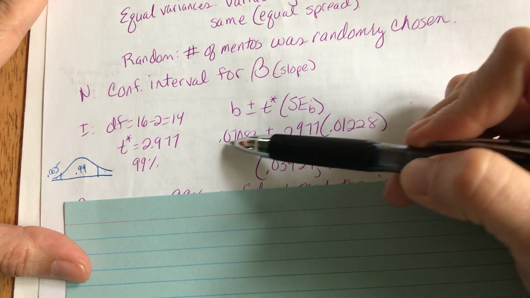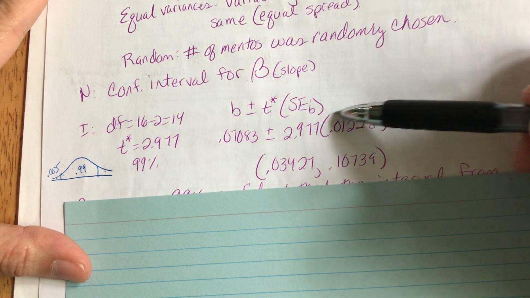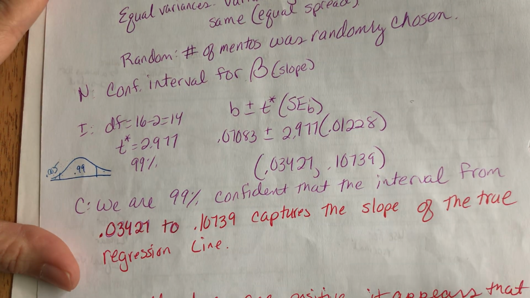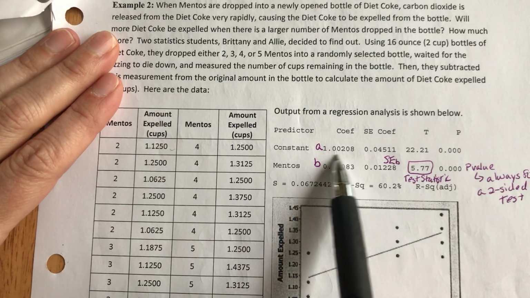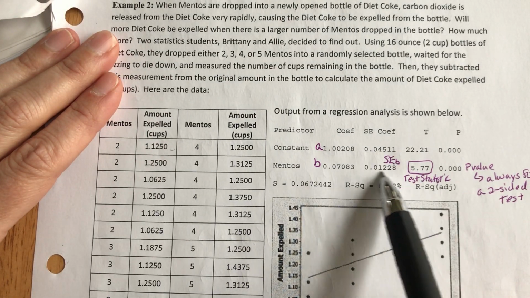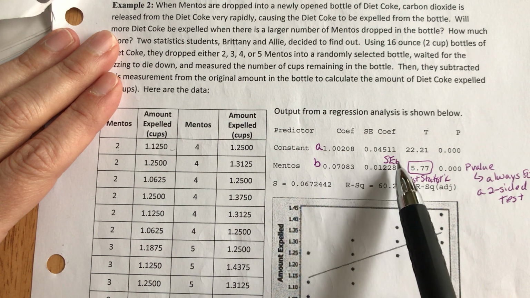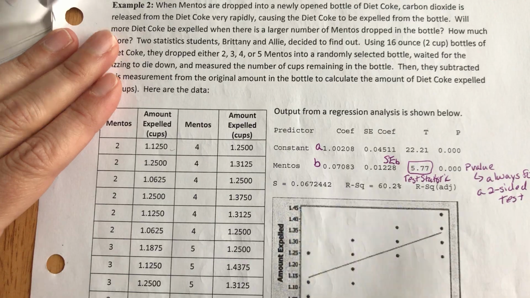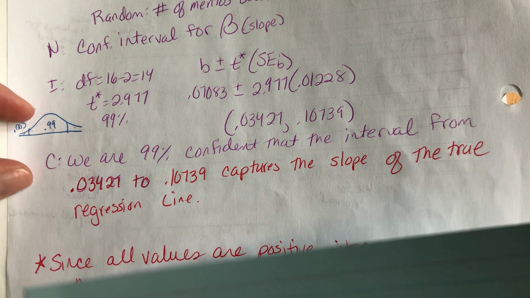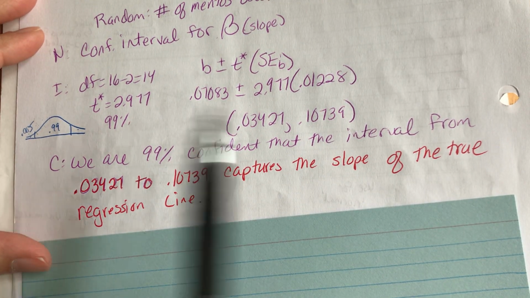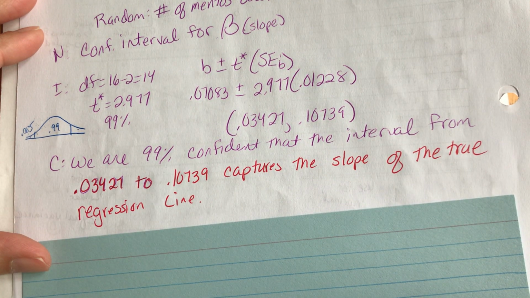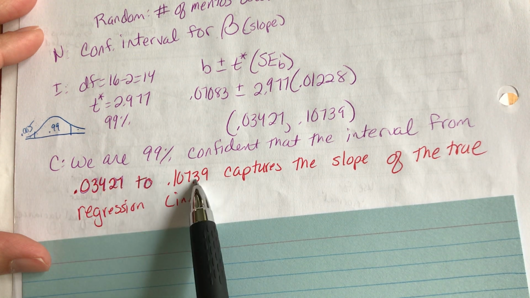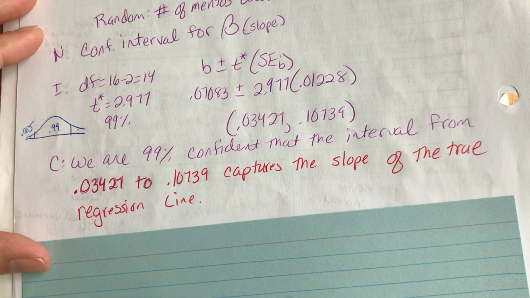We're getting the B and the standard error of the B from the table here. Okay, here's the B. Here's the standard error of the B, this guy. The standard error of your B is always going to be with your B. They're going to be together. Okay, and then we can work through that. So as we look at our conclusion, we are 99% confident that the interval from here to here captures the slope of the true regression line.